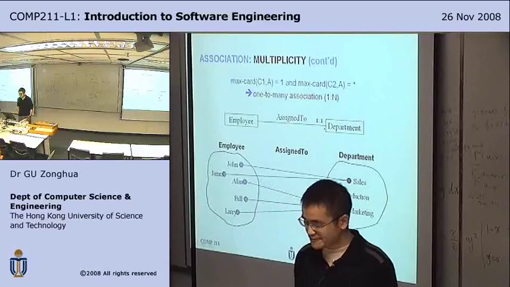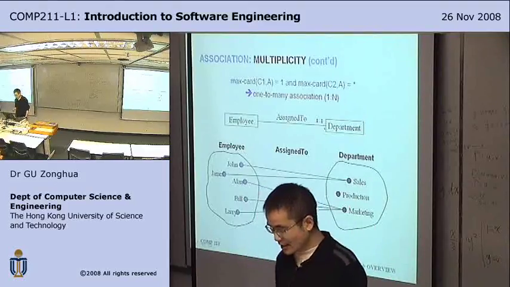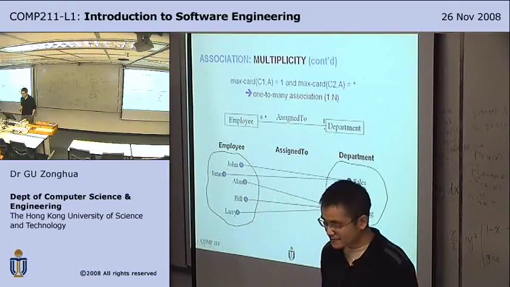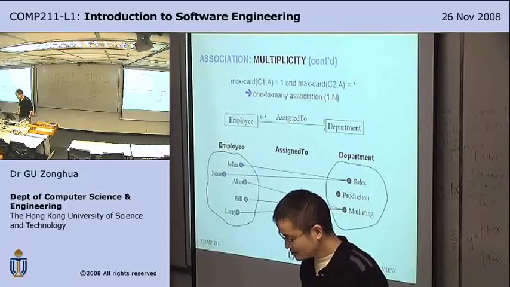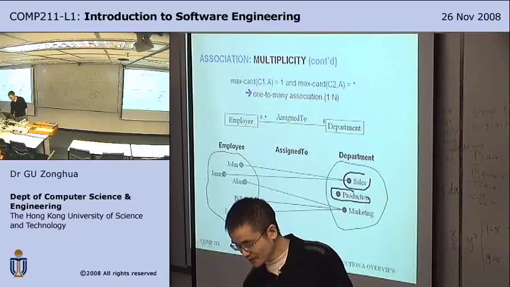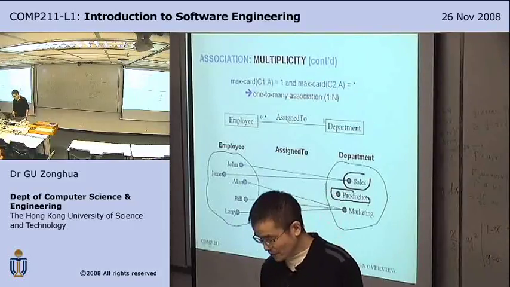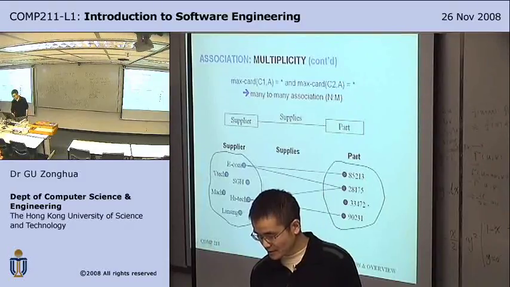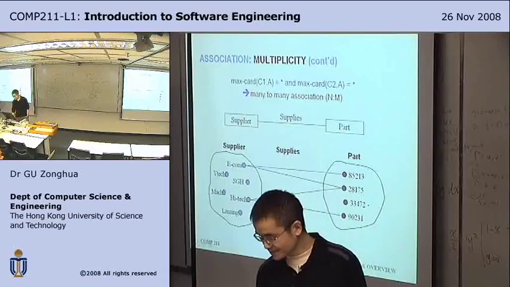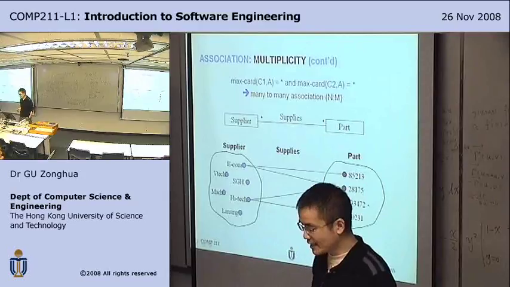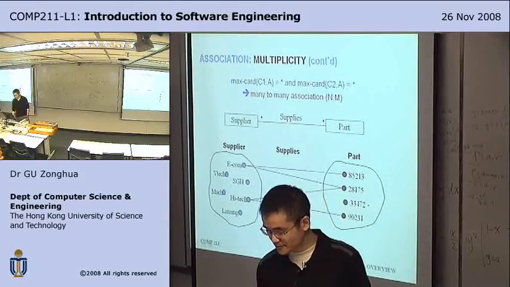Every employee must be assigned to a single department, and a department can have 0 or more employees. So say sales has 2 employees, production has 0 employees, marketing has 3. And finally, many-to-many associations, where a supplier can supply 0 or more parts. A part can be supplied by 0 or more suppliers.